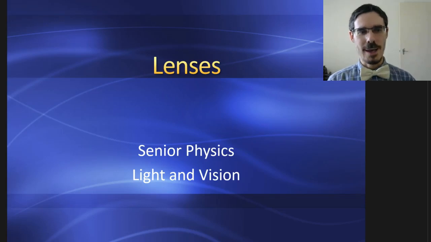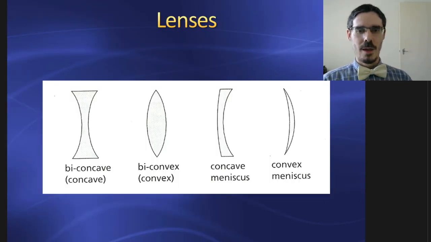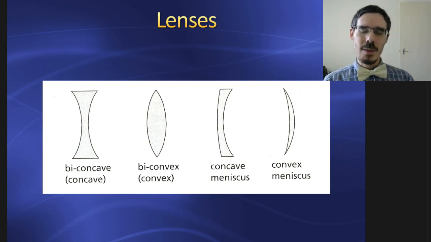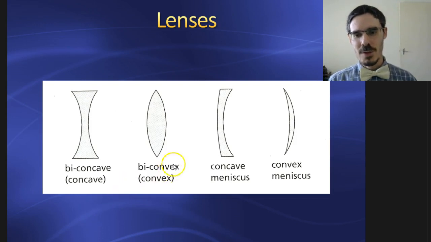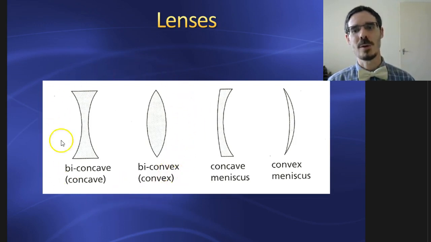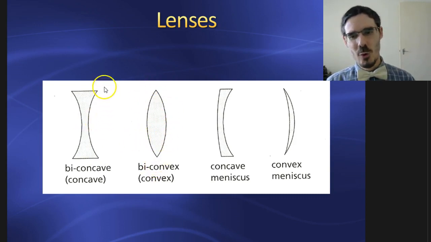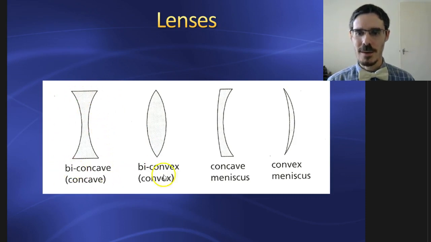So now let's talk about lenses. Unlike with curved mirrors, where there were just two basic shapes, with lenses there are more. However, they're basically the same. The first two are the main kinds of lenses we talk about. A biconcave lens has two concave surfaces, and a biconvex lens has two convex surfaces. We normally just call this one concave and this one convex.